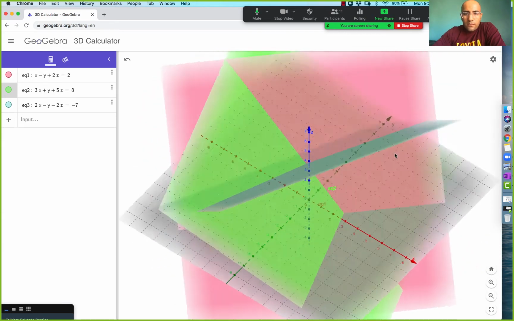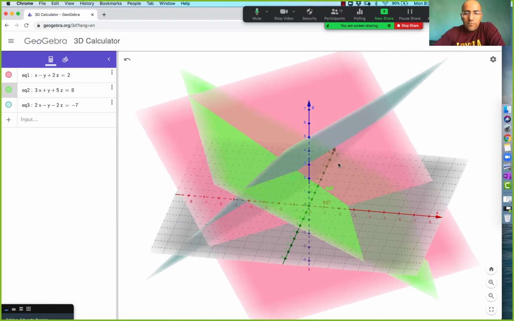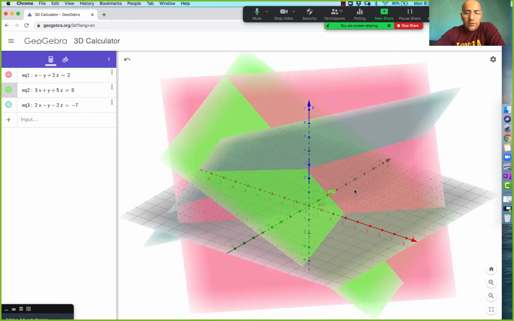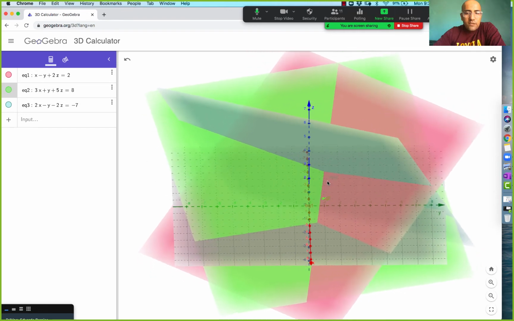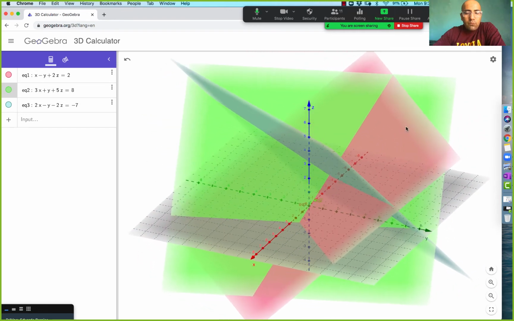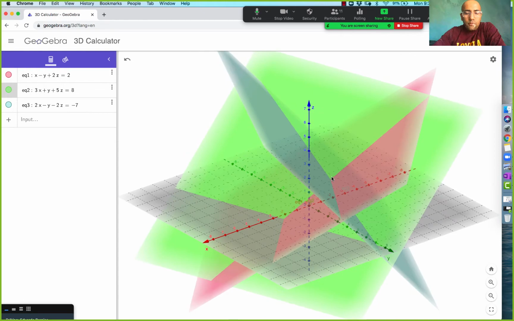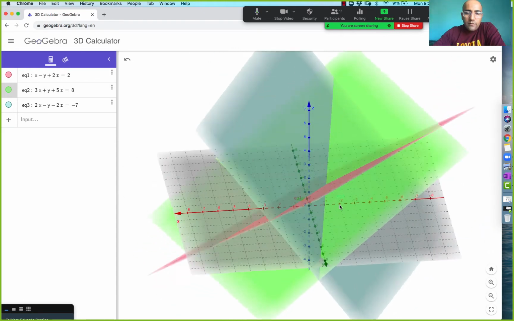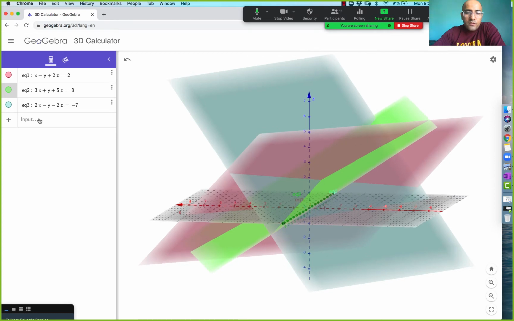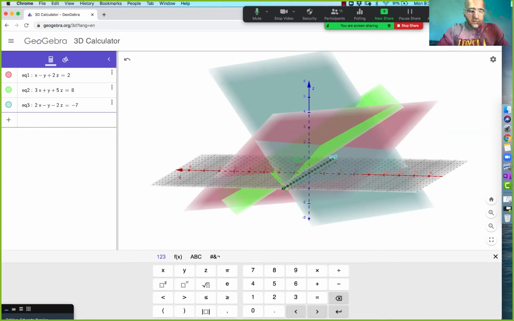So here are the 3 different equations. Each provides you with a different plane. And as you can see, the only point where all 3 of them meet, the blue one, the red one, the green one, all of them meet at that little point right there in the center. Right? We know that point from our solutions, that point was -1, 1, 2.